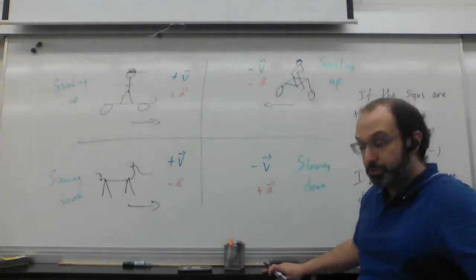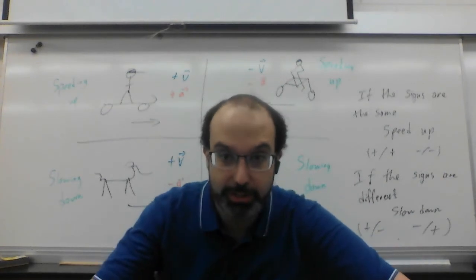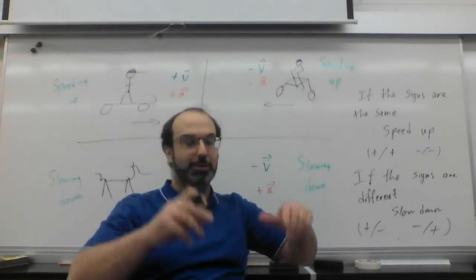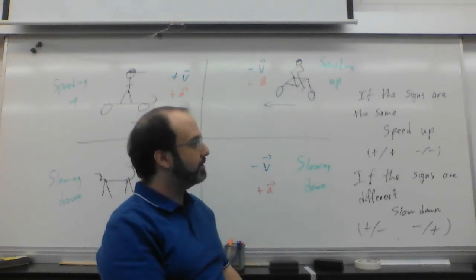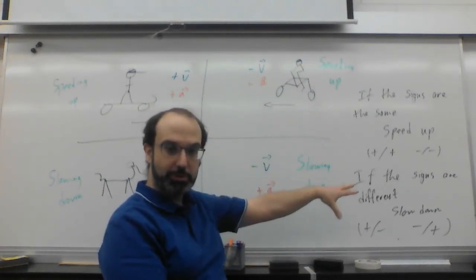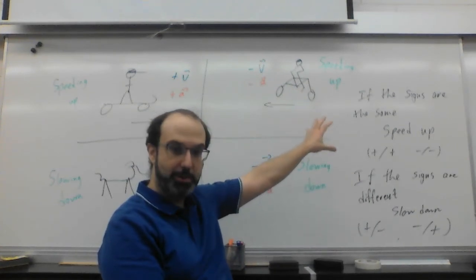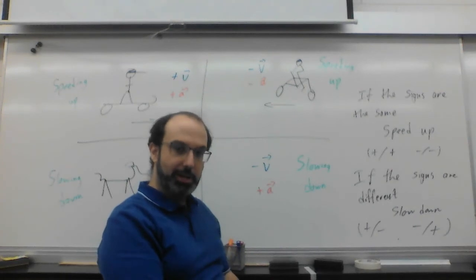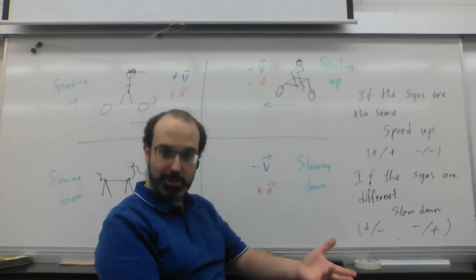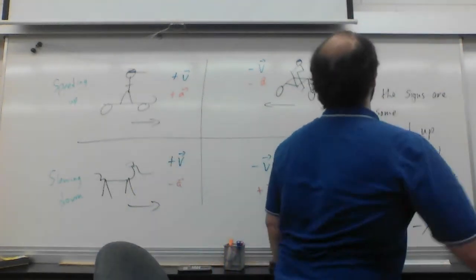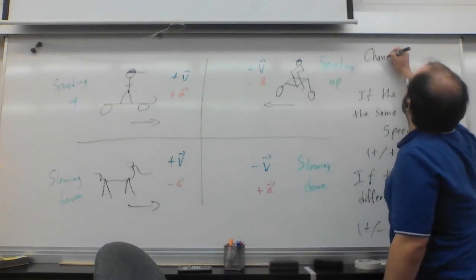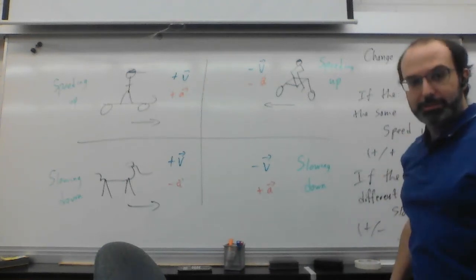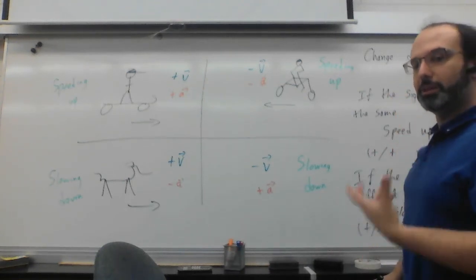So, as you can see here, changing the velocity has only a few possibilities. We've got this map here that I've just finished filling out, and you can either speed up or slow down, depending on if the signs are the same or if the signs are different. And then there's the other one that we talked about right at the start. You can either change direction. So we'll toss that on the top here. And that's it. These are all the ways that the velocity can change.